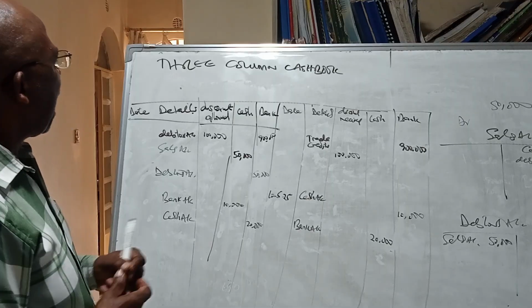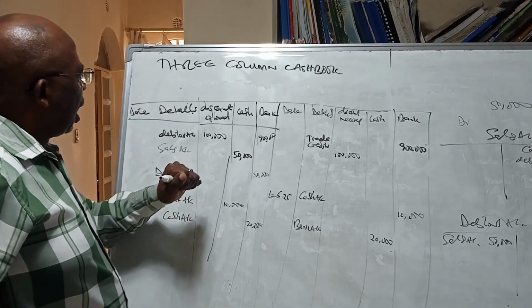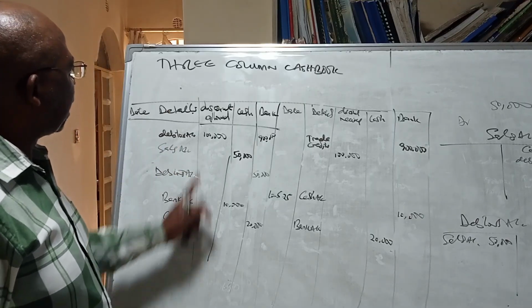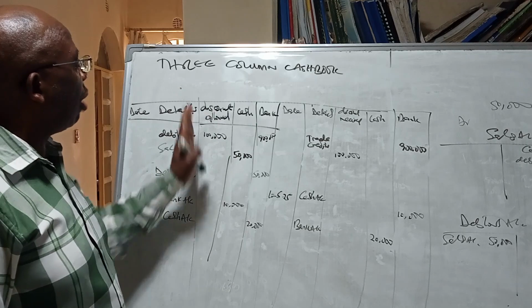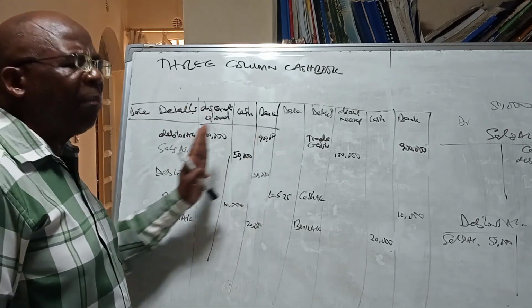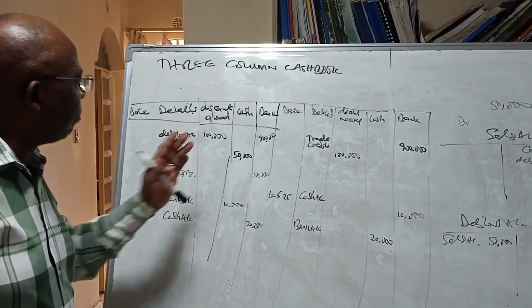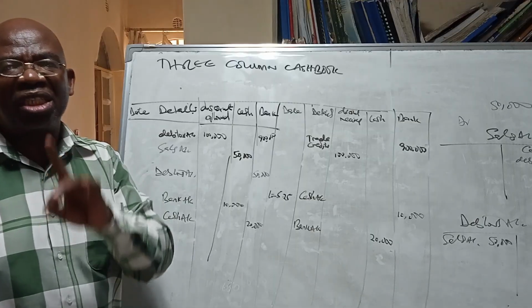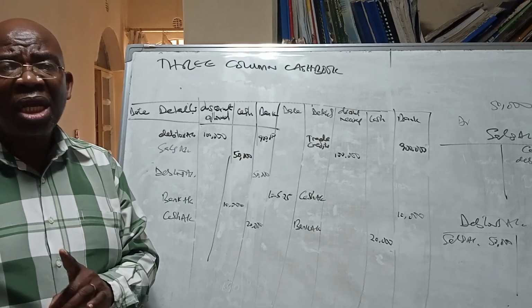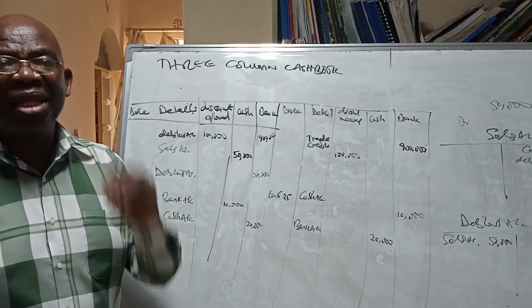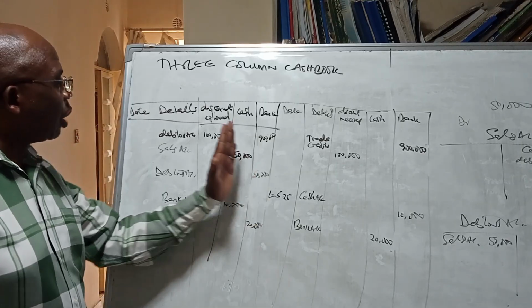I want to repeat again. The only difference between the double column cash book and the three-column cash book is that the three-column cash book has a discount allowed column on the debit side. Why is it on the debit side? It is on the debit side because the discount allowed is an expense. And for an increase in an expense, we debit the expenses account. That's why we put it on the debit side.